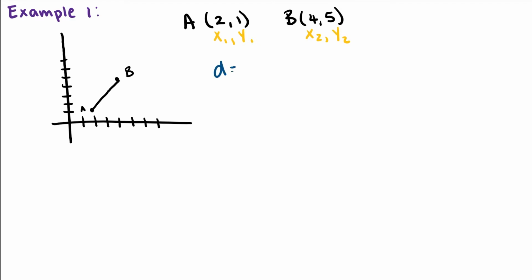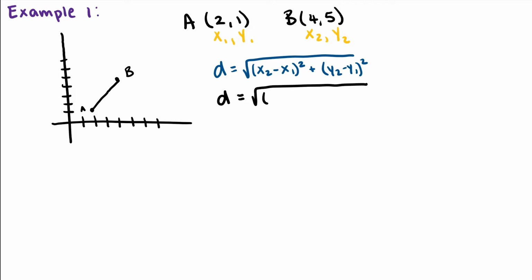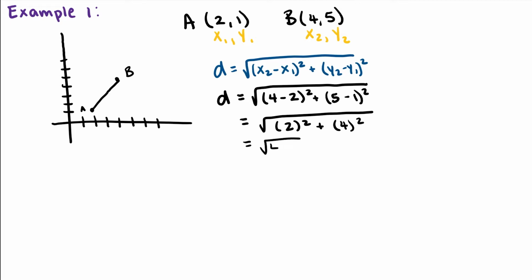Our distance formula is the square root of (x2 minus x1) squared plus (y2 minus y1) squared. Substituting our x1, y1, x2, and y2, we get d is equal to the square root of (4 minus 2) squared plus (5 minus 1) squared. Or d is equal to the square root of 2 squared plus 4 squared, which is the square root of 4 plus 16, which is the square root of 20. And simplifying the square root of 20 gives us 2 square root 5. So our distance of this line segment is 2 square root 5 units.